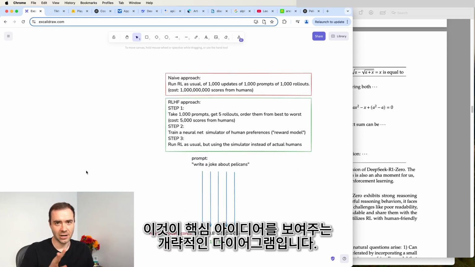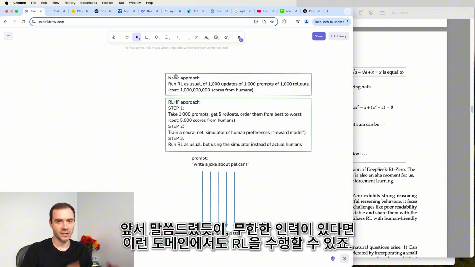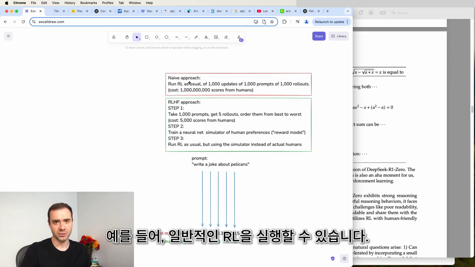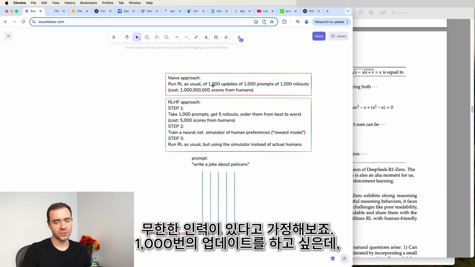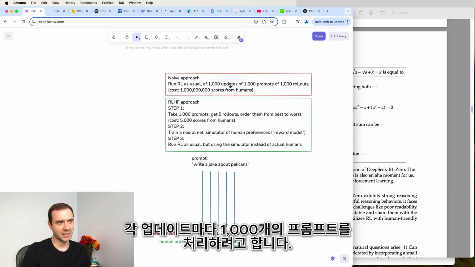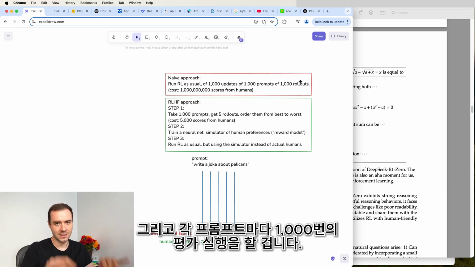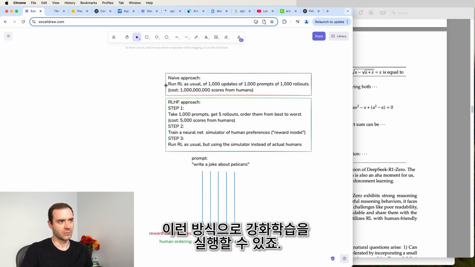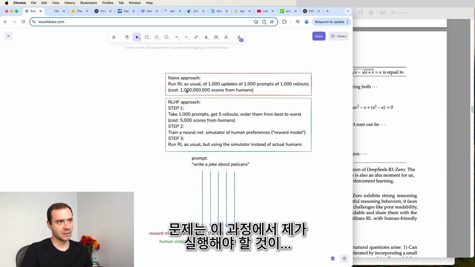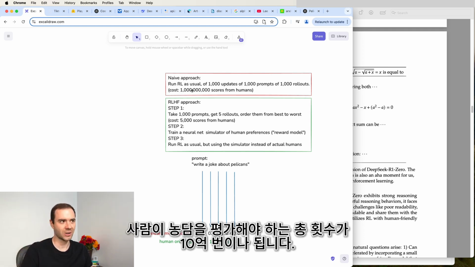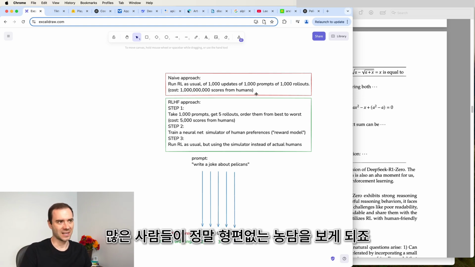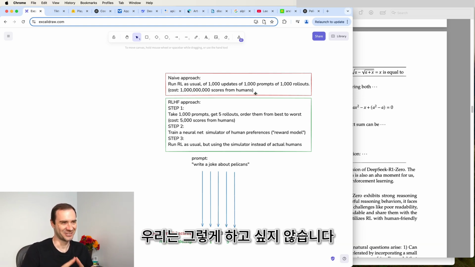This is the cartoon diagram of the core ideas involved. As I mentioned, the naive approach is if we just set infinity human time, we could just run RL in these domains just fine. So for example, we can run RL as usual if I have infinity humans. I just want to do, and these are just cartoon numbers, 1,000 updates, where each update will be on 1,000 prompts. And for each prompt, we're going to have 1,000 rollouts that we're scoring. So we can run RL with this kind of a setup. The problem is, in the process of doing this, I would need to ask a human to evaluate a joke a total of 1 billion times. And so that's a lot of people looking at really terrible jokes. So we don't want to do that.